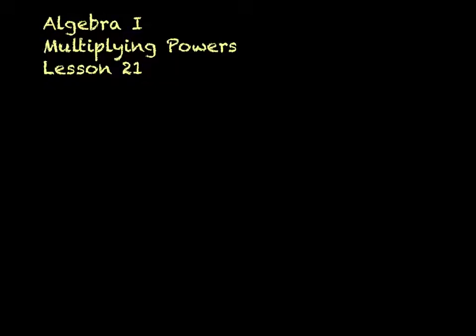Lesson 21 is called multiplying powers. When we're talking about powers, we're talking about a combination of a number that's a base and a number that's an exponent. For example, here the base is a, and the exponent is 3, so the base is being taken to the third power. The combination of the whole thing is called a power.